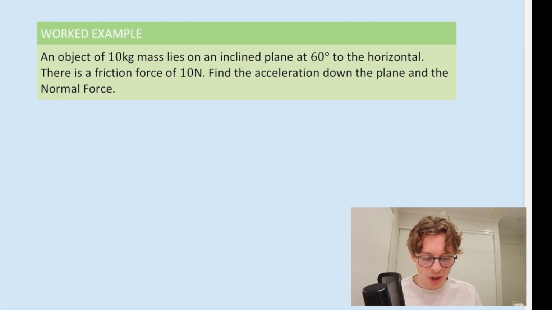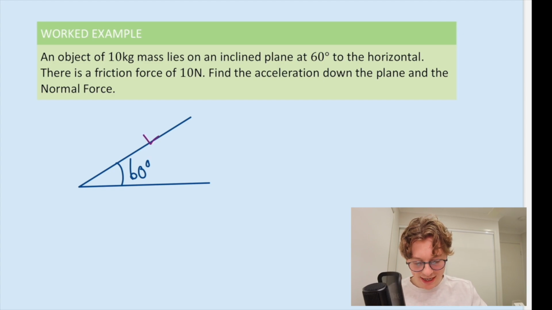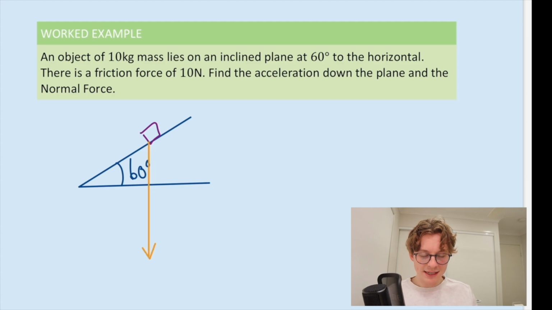So let's start by drawing the classic diagram. There's my inclined plane, there's the bottom part. This angle here is going to be 60 degrees. I have some kind of object. Let's do that in purple. It has a weight force going straight down. If I do it in newtons, multiplying my mass by 9.8, I get 98 newtons.